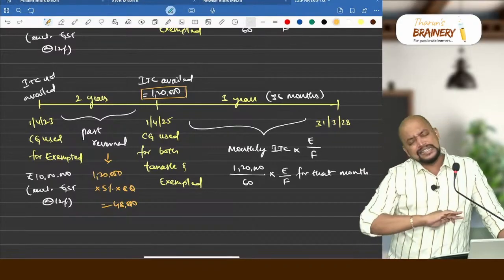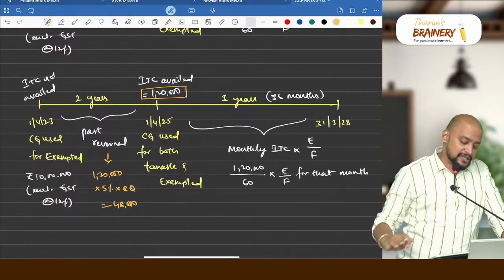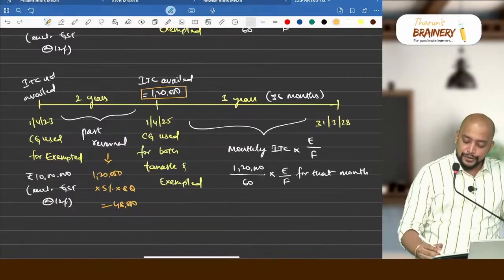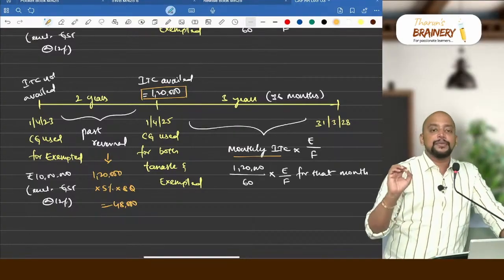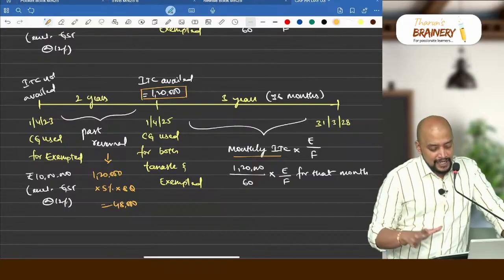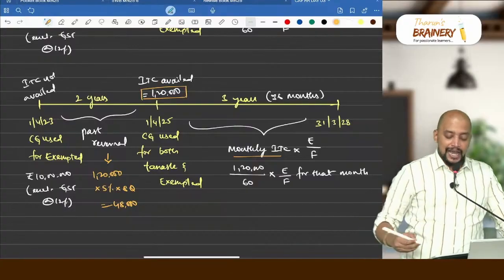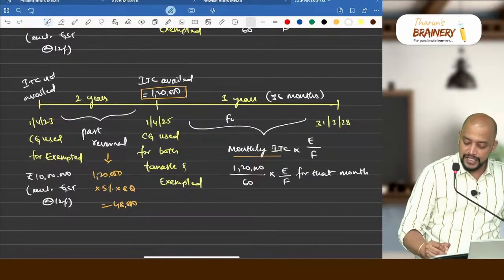What is that future reversal? Same for the next 36 months. For the next 36 months, we need to do the same: monthly ITC 1,20,000 divided by 60 into E by F of that month. So past reversal also is there and this is future reversal.